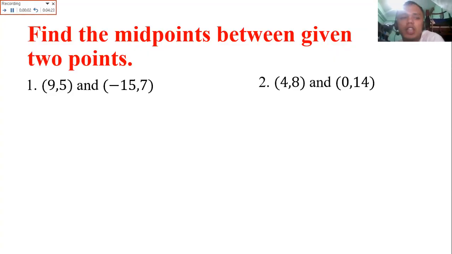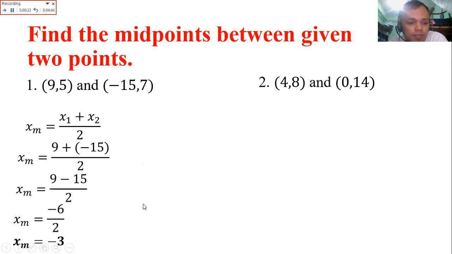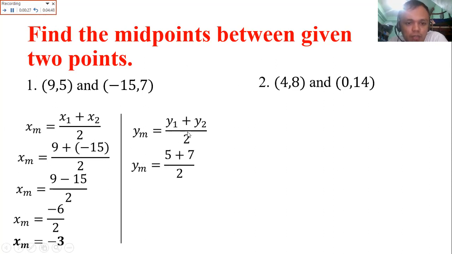Next, exercise, no? Find the midpoints between the given 2 points. Okay, for number 1, we have 9 and 5 and negative 15 and 7, no? Using this formula, x of 1, you have 9 plus your x of 2 is negative 15. 9 plus negative 15 or 9 minus 15, no? That is negative 6 divided by 2 is, I mean negative 3, no? Next, y sub 1, we have 5 plus y sub 2 is 7. 5 plus 7, that is 12 divided by 2, we have 6. Therefore, the midpoint is negative 3 and 6.